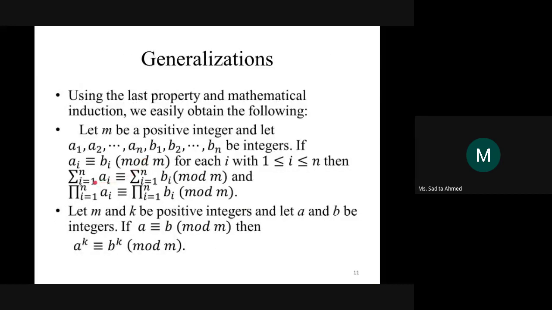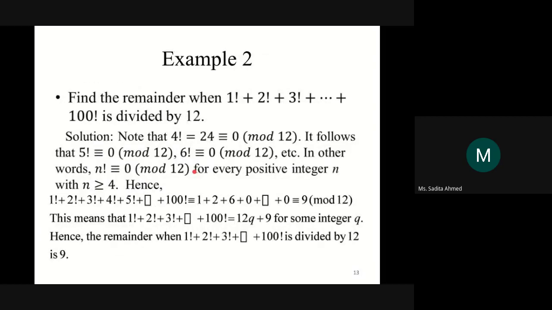So again, remember, if all of these A's are congruent to each of these B's pairwise individually with the same mod, we can say that the summation of all the A's is congruent to the summation of all the B's mod n. So using that property, can we not say that the summation of the left hand side, which is 1 factorial plus 2 factorial plus 3 factorial plus 4 factorial plus 5 factorial plus 6 factorial, and so on, until plus 100 factorial, is congruent to the right hand side, which is 1 plus 2 plus 6 plus 0 plus 0 plus 0, and so on until the 100th zero, mod 12? Can we not say that?